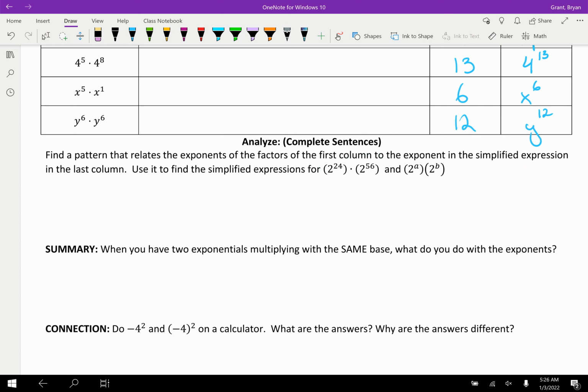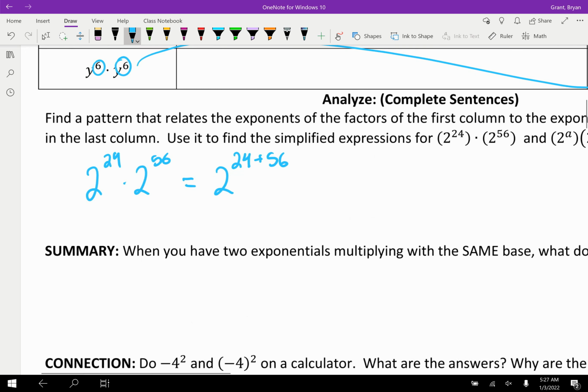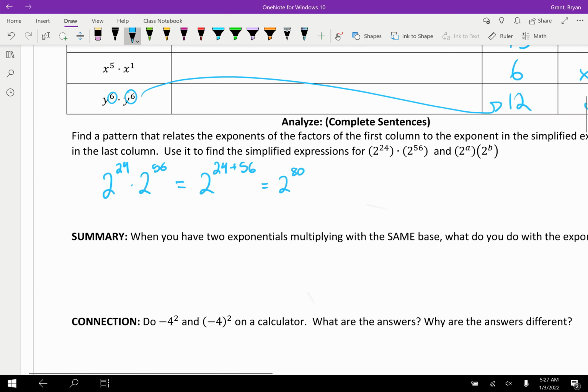Well, I certainly don't want to write out 24 2's and then 56 more of them. So what's the pattern? Do we, based on the multiplication sign, just multiply these two together? Well, I don't think so. If you look at these 6's, 6 times 6 is 36. We just said that it was 12. So I think, and hopefully you understand, that 2 to the 24th times 2 to the 56th is actually just 2 to the power of 24 plus 56 more. And when you do that math, you will get 2 to the 80th power. Yeah, nothing too bad. So when we have the same base, I think we can just add those exponents.